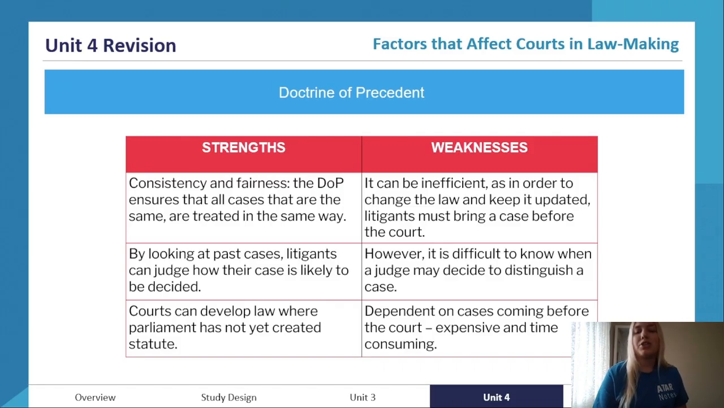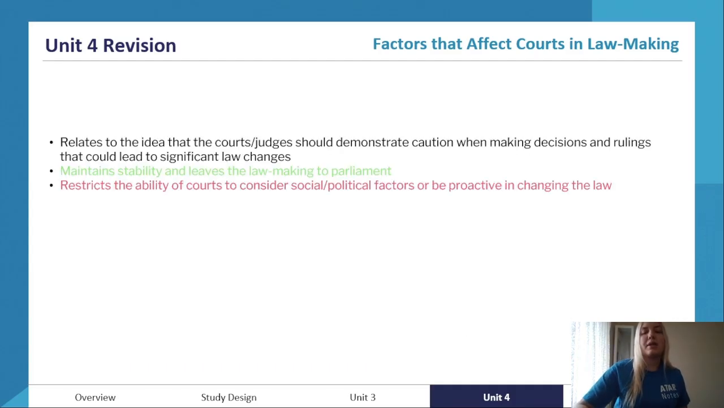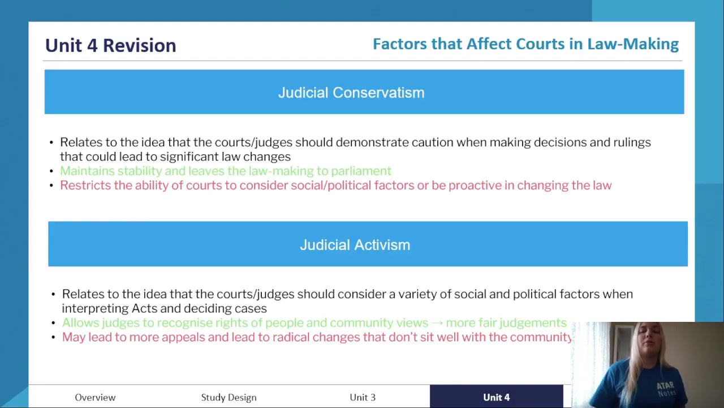It is difficult to know when a judge may also decide to distinguish a case and say they don't need to follow the doctrine of precedent because there are enough differences in this case that's now before them from the original case where the precedent was established. And it's also expensive and time consuming. Now, judicial conservatism and activism are opposite terms. Activism is likely to expand the scope of legislation if statutory interpretation is needed in a case and occurs, and conservatism is likely to narrow or restrict the scope of that legislation.